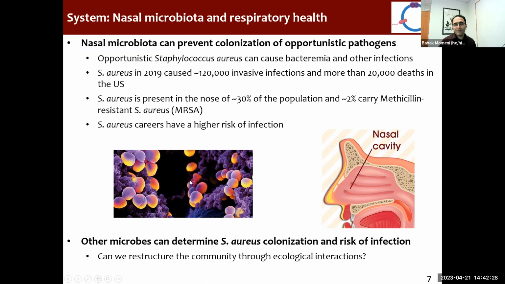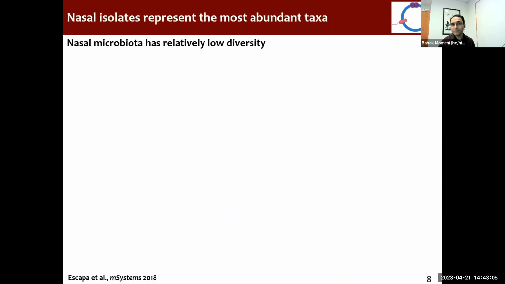So we asked if there are other microbes in that environment that could affect staph colonization and the risk of infection. Can we restructure the community? For example, in the 70% of the population that doesn't have staph, what is it about them that suppresses it? And it is known now that there are several other commensals that suppress staph presence. So if we can potentially restructure the community and emphasize the presence of these suppressors of staph, then we can potentially get the result that we want and protect the patient from some of these infections.